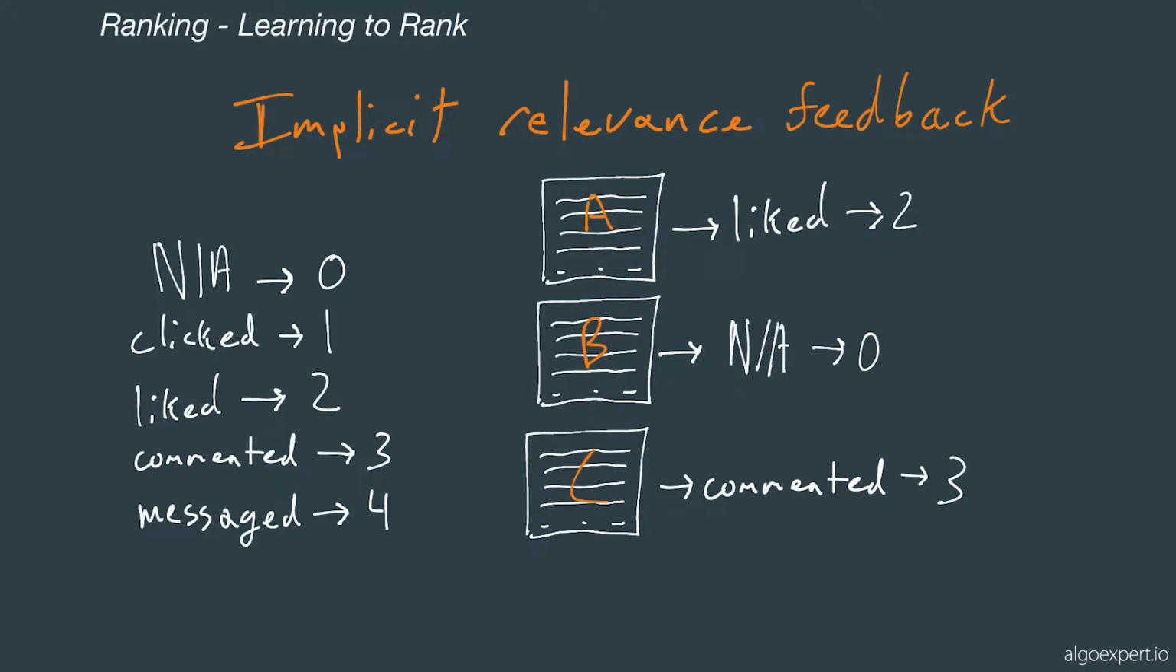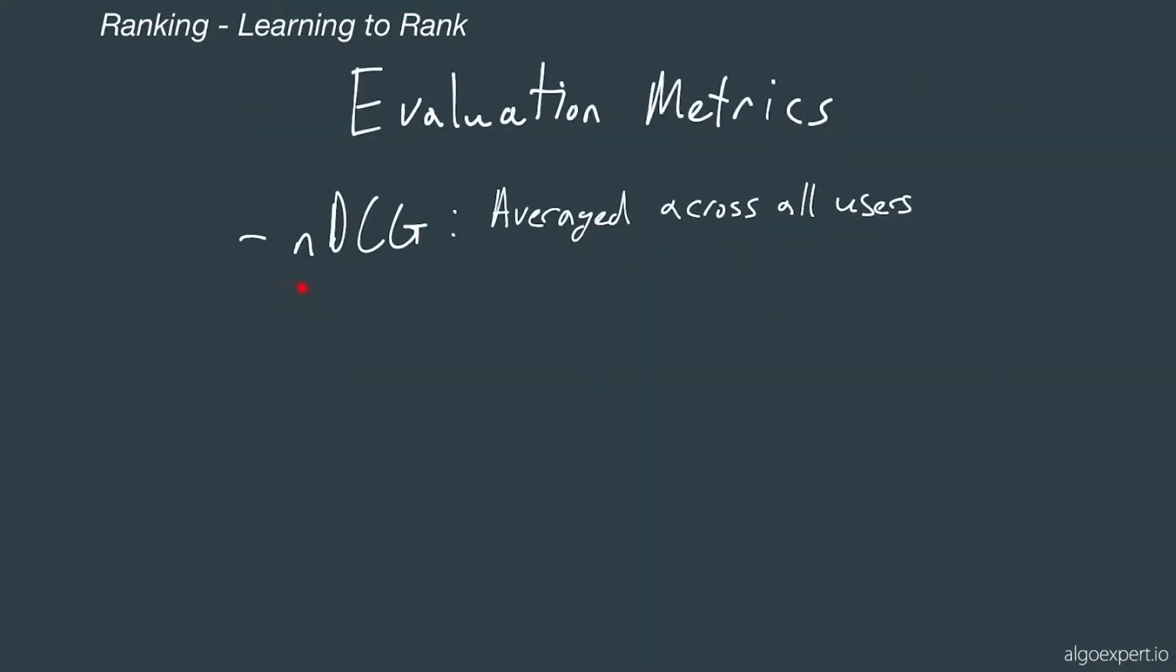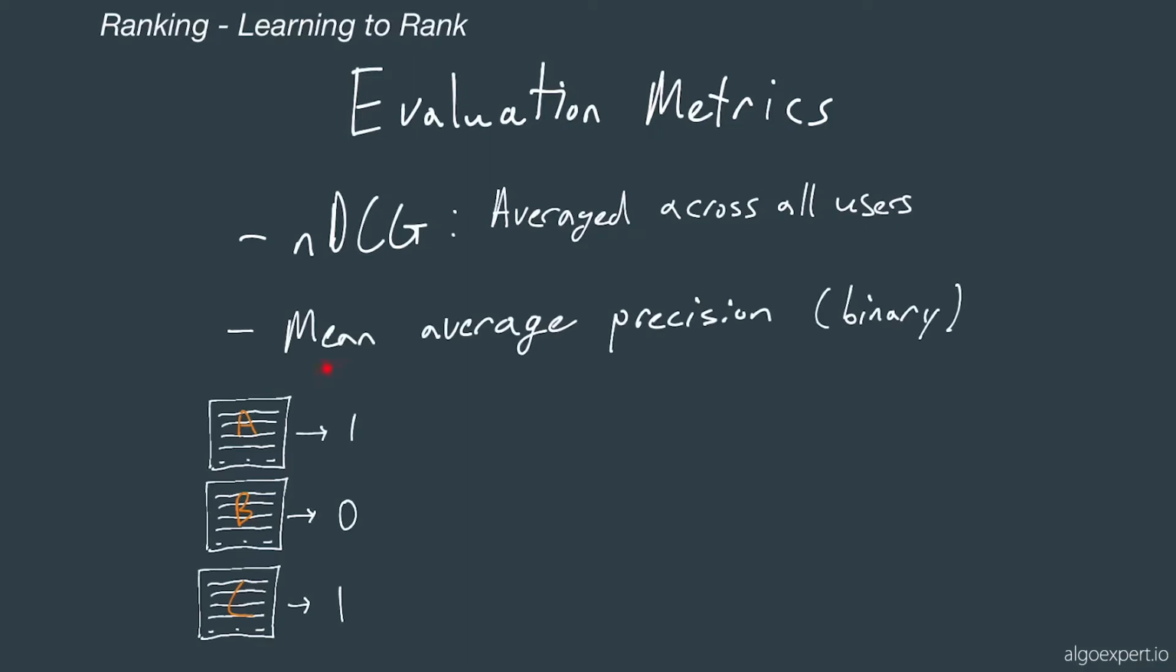So with these feedbacks of clicks, or the implicit relevance feedback used here, we can use NDCG as an evaluation metric for our ranking. This will be averaged across all users if we want to determine our model performance. We can also use mean average precision as an evaluation metric. This is binary, so we would effectively mark a document as relevant or not relevant. We would no longer use 0.5.